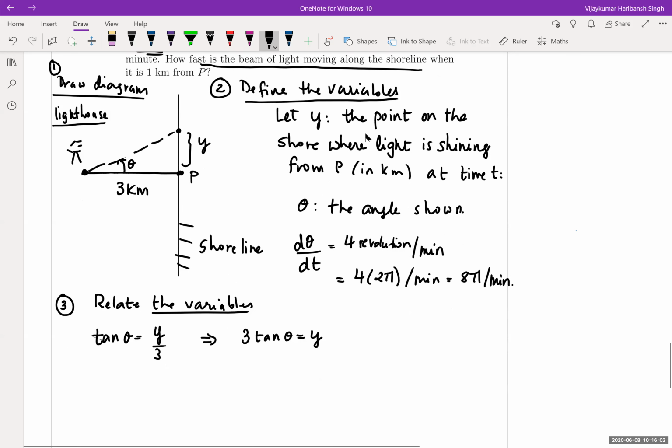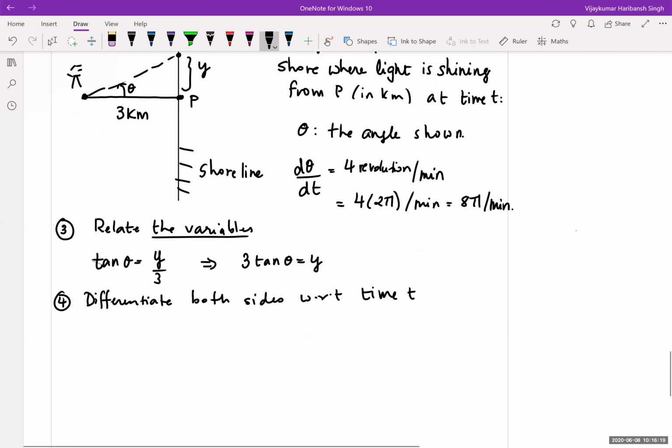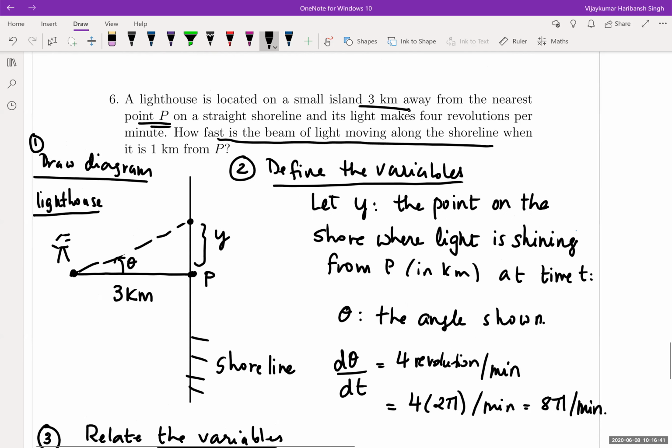Now differentiate both sides with respect to time t. What do we get? We get dy by dt equals 3 secant square theta d theta by dt. Right. Now what else is given to us? We are asking when y is 1. It's saying how fast is the beam of light moving when it's 1 kilometer away from P?